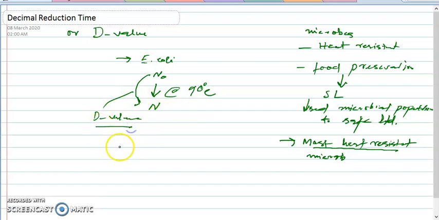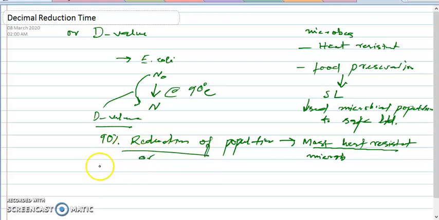And what is this D value? It is 90% reduction of population, or we can say it is the time to reduce one log cycle. Time required to reduce one log cycle.